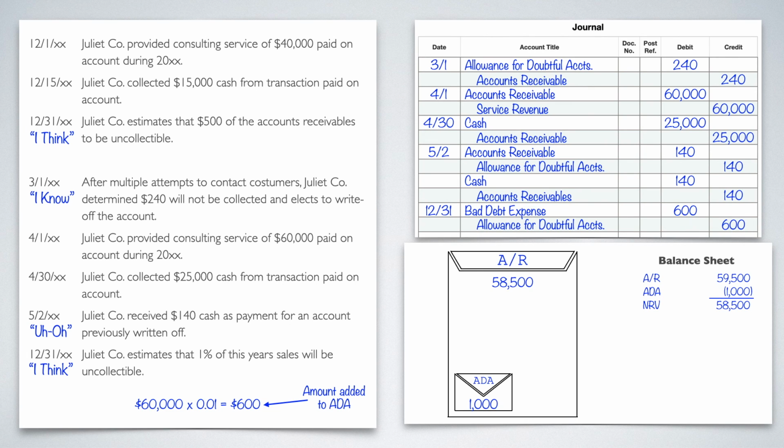So that is how you do the percentage of sales. Keep in mind that the number that you find in the percentage of sales is what we add to ADA. In the next video, we're going to talk about how to do another method to find that number.